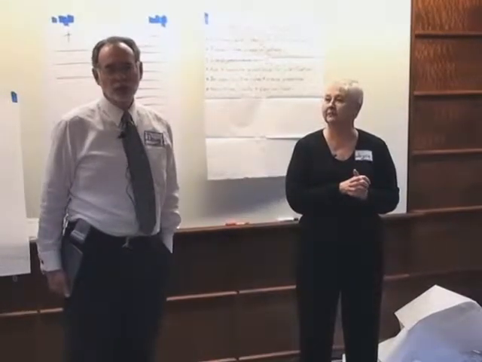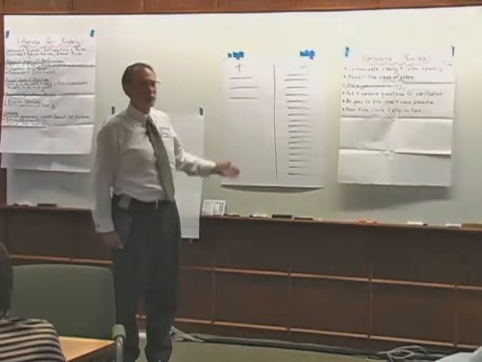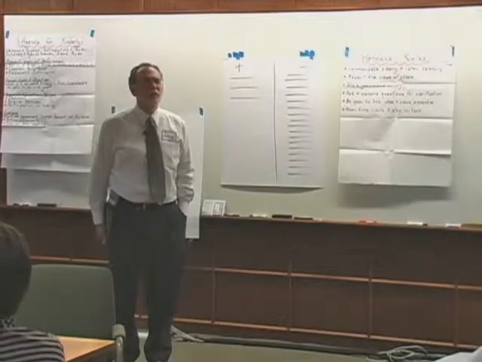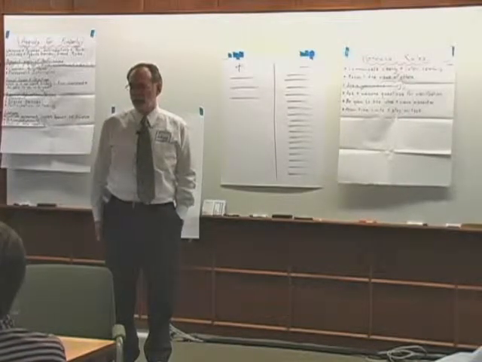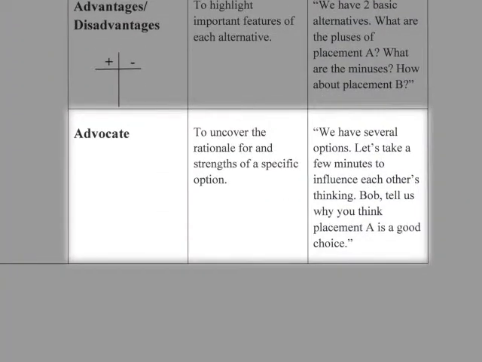Narrowing. We talked about combining duplicates and doing the advantages and disadvantages. Remember, guys, we're organizing information. We're narrowing. The next step is advocate. And I do these in this order. And typically, advantages and disadvantages solves the problem.